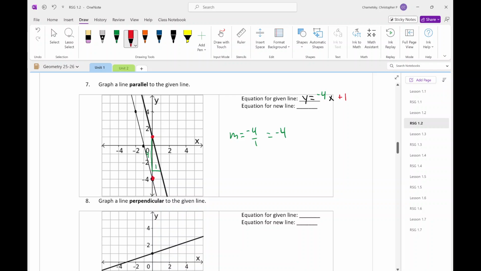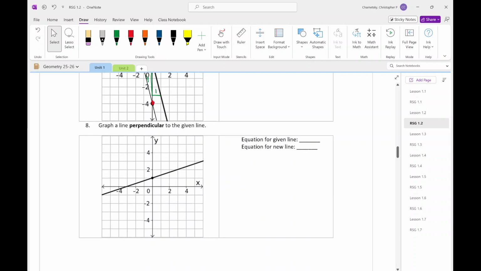My new line, my parallel line, this one has the same slope, but I picked a different y-intercept that's at negative 4. Okay.